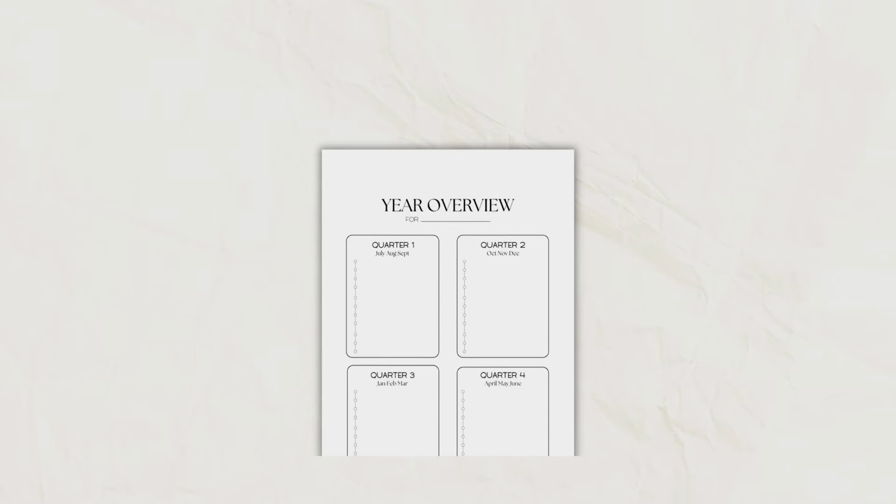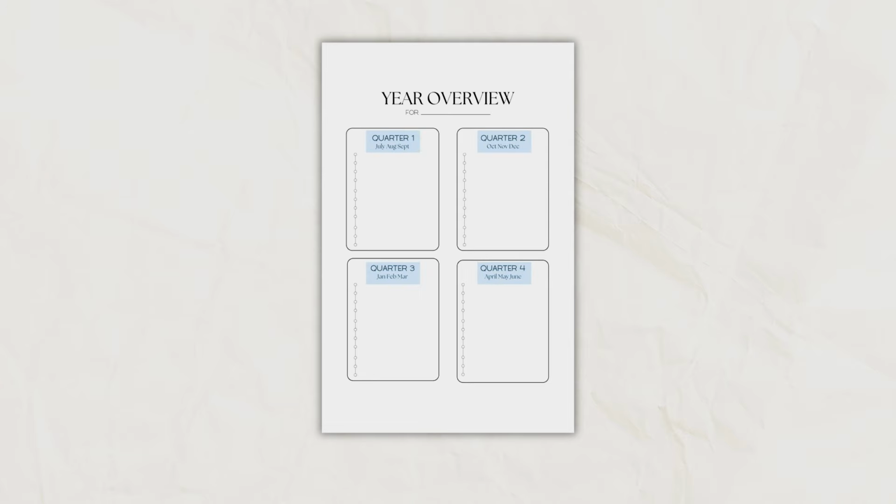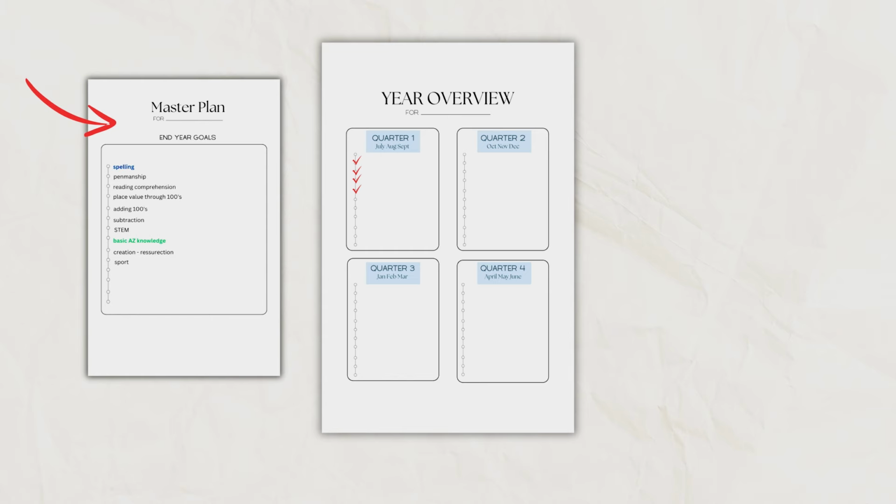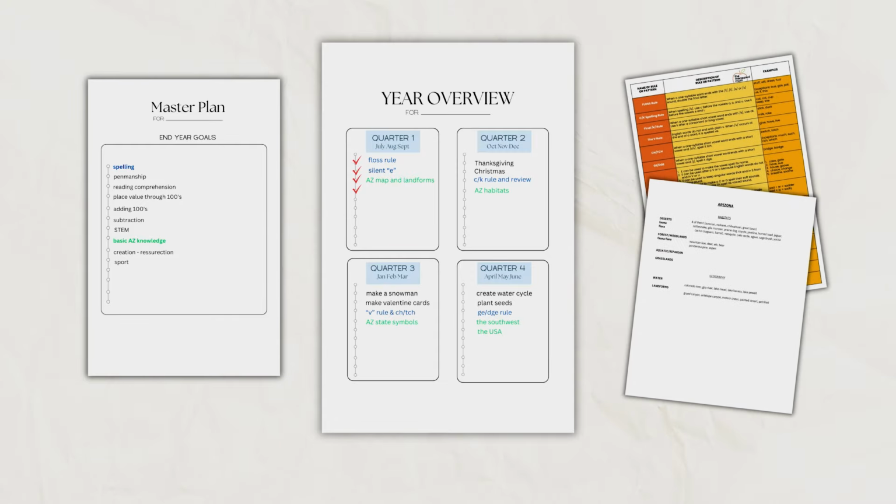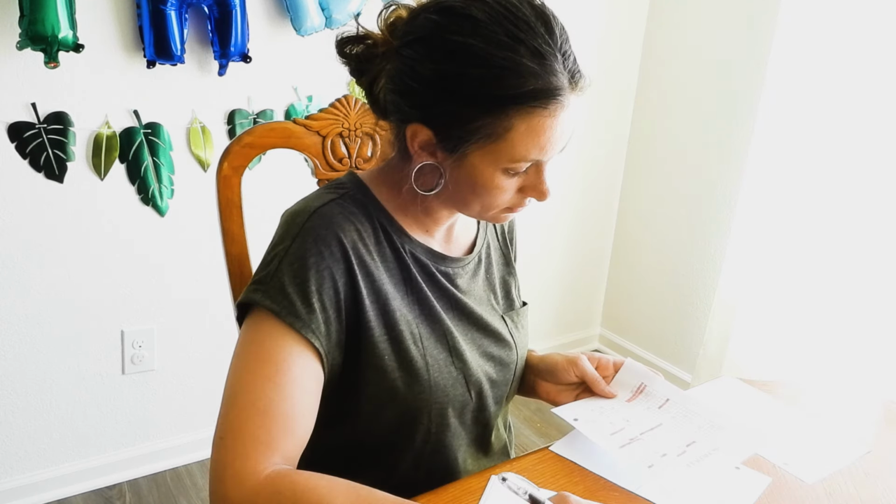So now we get to move into our year overview broken down into quarters. And this is the space where we're going to put in some checkpoints to follow our master plan. So any obvious holidays or seasonal crafts or projects that you want to include, put them in now in your quarters and then fill in the other checkpoints for your master plan. This is where a scope and sequence can really come in handy. You can find these online, or you can just create your own. They help. This will take a little bit of time, but it is definitely worth it in the end.